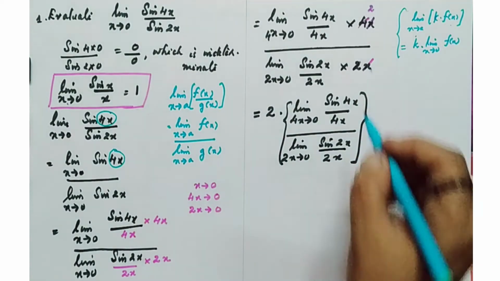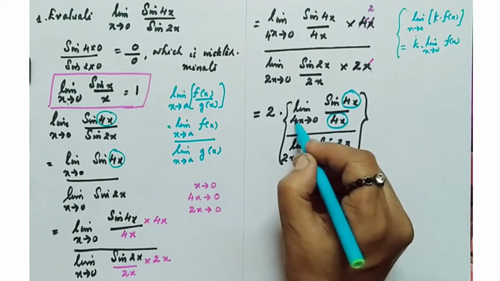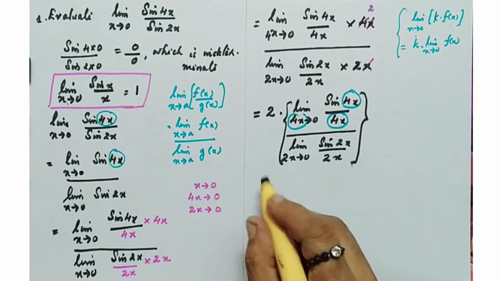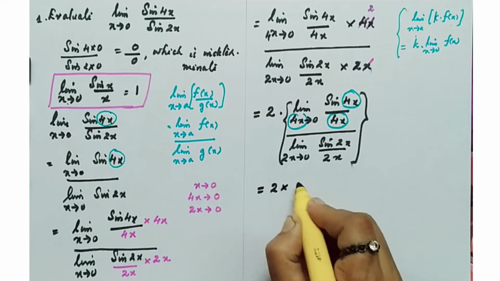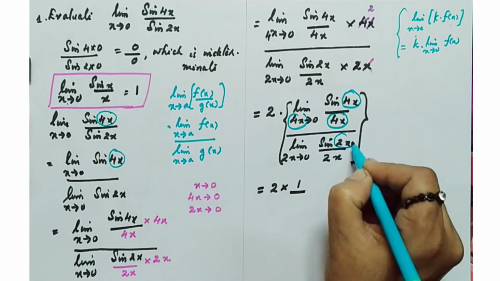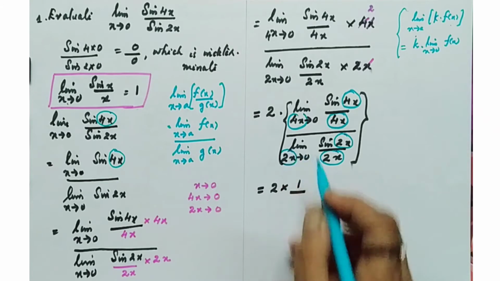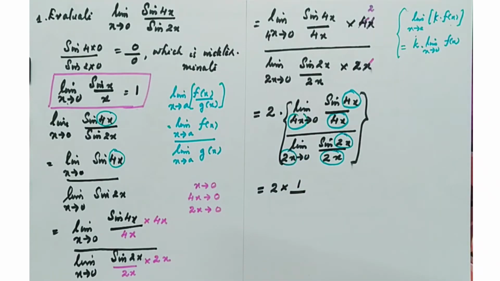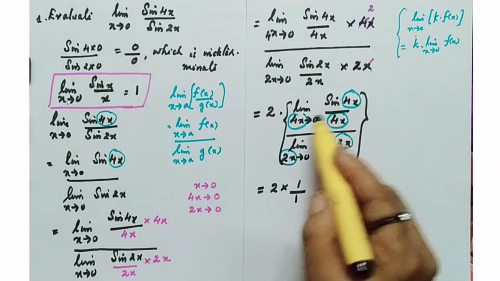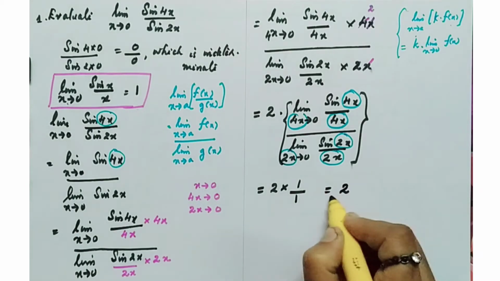Now you can see that the 4x here has the same 4x in the denominator, and that 4x tends to 0. So in the numerator you can apply the limit as 1. So 2 into the numerator 1, divided by the denominator: here the same 2x comes to the denominator and that 2x tends to 0, so that also the result is 1. Therefore, we can apply 1 in the denominator also. The reason is limit x tends to 0, sin x by x is 1. So, the final answer is 2.